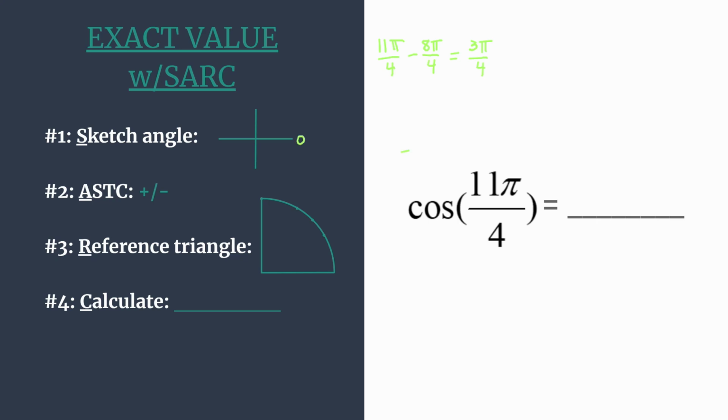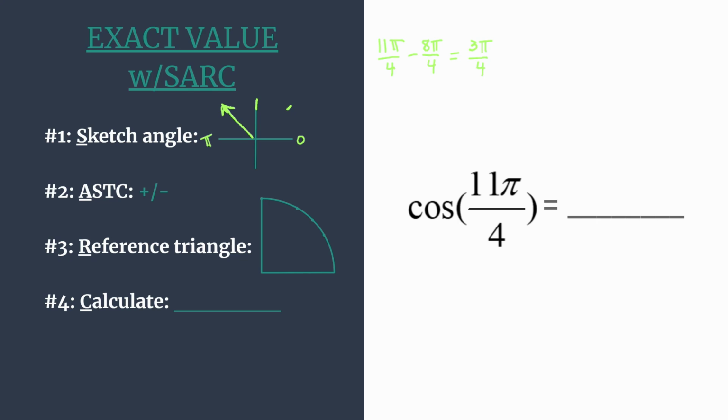All right, we know we start here at 0. If we went a halfway rotation, that would be pi. Okay, so if we break that into quarters, we would count 1 pi over 4, 2 pi over 4, 3 pi over 4. So our angle's terminal side will be right here, and it'll be in the second quadrant.